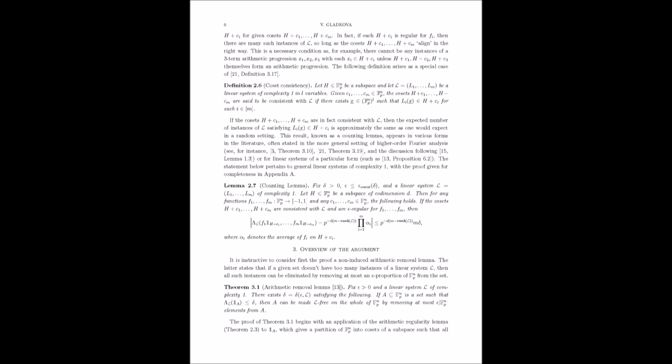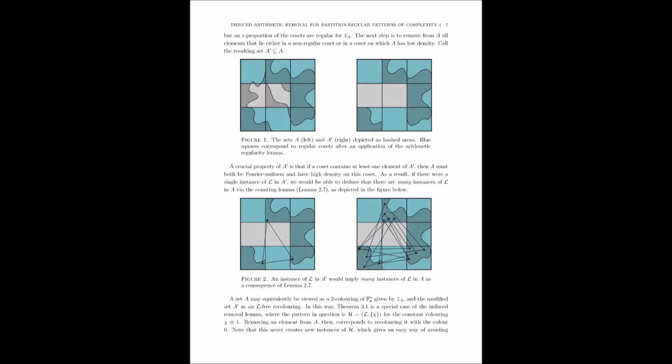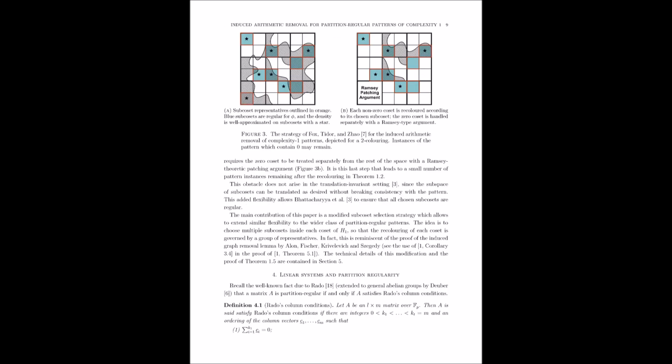Exactly. But we still need to refine our selection within a specific coset, namely the zero coset of H sub 2. Why is the zero coset special? The zero coset plays a really unique role in this whole process. It's the coset that contains the zero vector, and its structure is really crucial for ensuring that our final recoloring truly eliminates all instances of the pattern. We've got to make sure we get everything. Exactly. We don't want to miss anything.